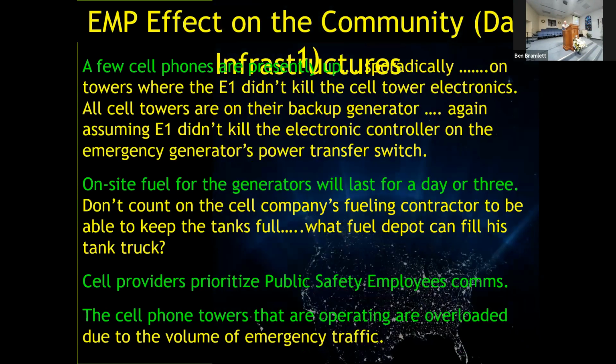Basically, you're going to have only a few cell phones functioning. The towers at the E1 pulse, the real high voltage pulse that came through, killed the electronics. If it killed the tower electronics, your area is dead. Also, the E1 pulse is likely to kill the electronic controller and transfer switch on the emergency power generator. The next problem typically is going to be on-site fuel for the generators. The emergency generation is only going to last for 1, 2, or 3 days, depending on the size of the fuel tank. And don't count on the company's fueling contractor to be able to keep those tanks filled because, hey, who can fill the tank trucks up?